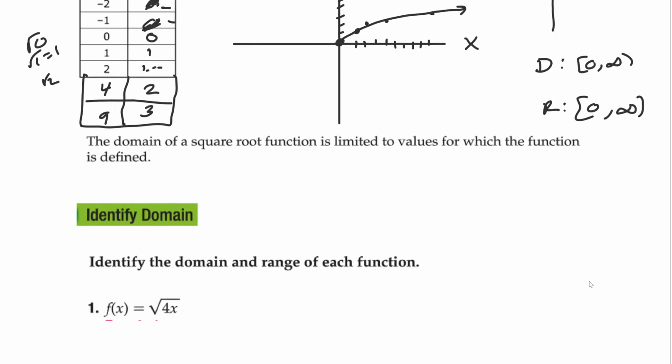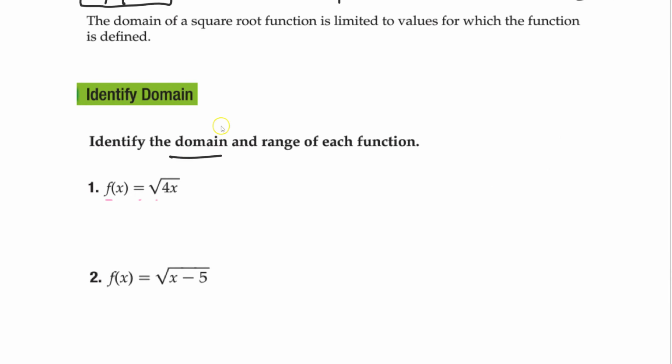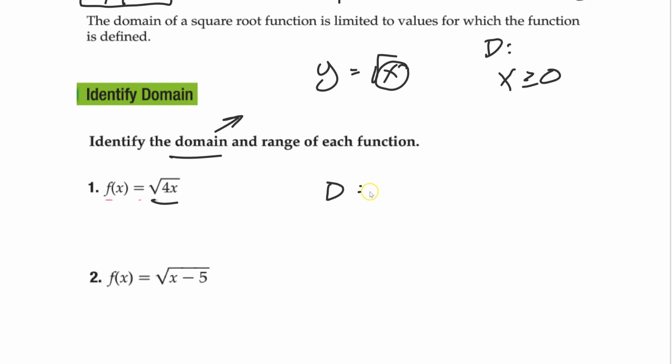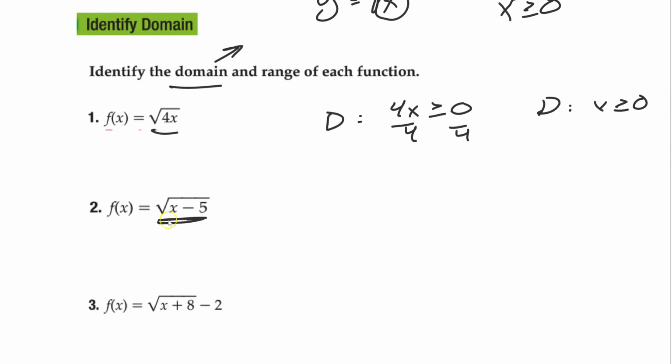So that's how you do domain if I give a graph. Now, if I give you an equation, this has to be positive, no negative value, so x is greater than or equal to 0. That's how I find domain: just set the inside part greater than or equal to 0. So for this one, that inside part greater than or equal to 0, divided by 4, my domain is all numbers greater than or equal to 0. Next one, same idea. Get whatever's on the inside greater than or equal to 0. Add 5. My domain is x has to be greater than or equal to 5.